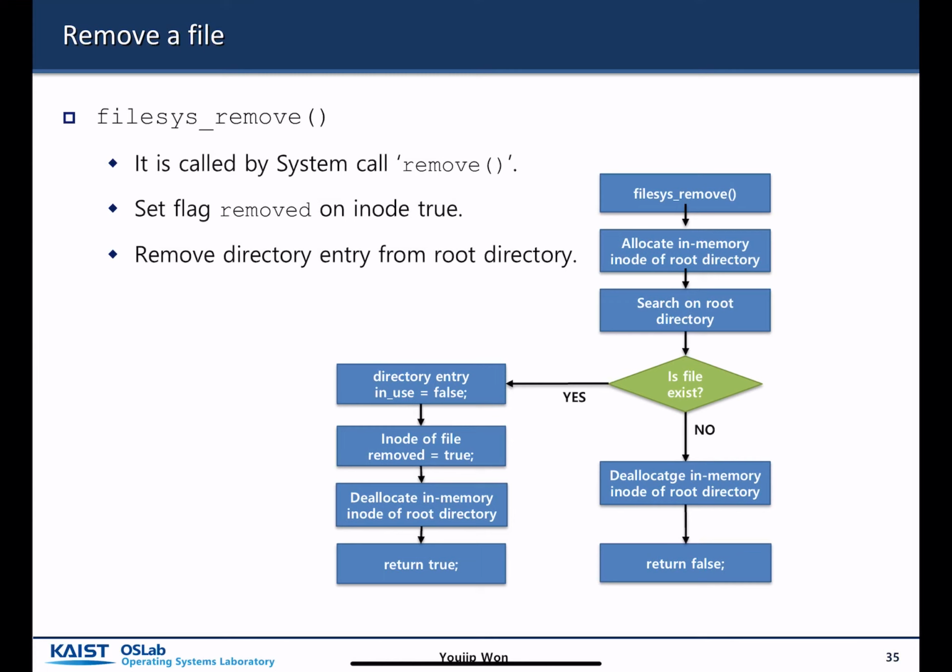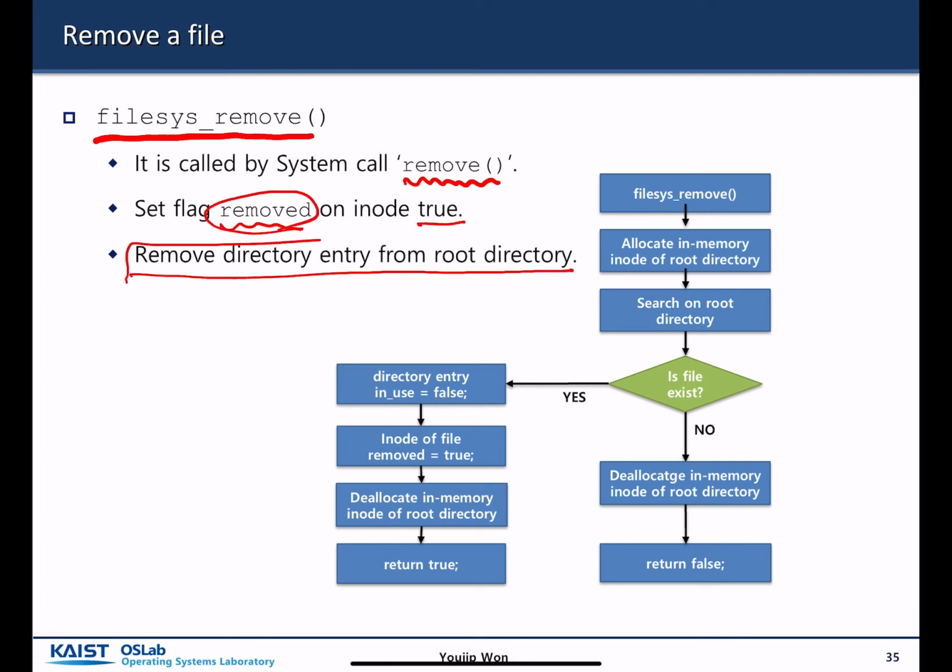Let me provide the steps of removing a file. The matching system call is filesys_remove, and it is called by the system call remove. What it does is set the removed flag on the inode to true, and then remove the directory entry. That's the two steps it needs to do. So set the flag and remove the directory entry. So this is the flow.